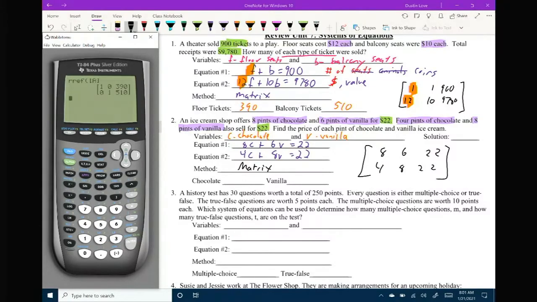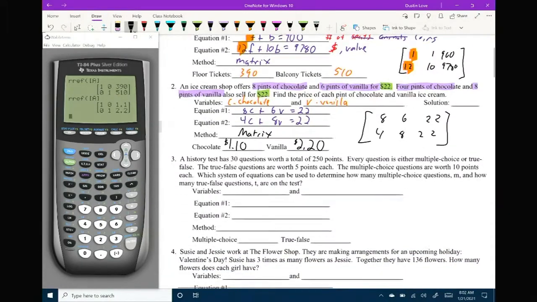Back out. And then remember, I can always press second enter to get the last thing I typed in, save me some time. And so the price of each looks like chocolate, which is in my first column, is $1.10, and then vanilla is $2.20. Keeping in mind that you've got to convert that into dollars and cents, which is why we're putting that extra 0 on there, because we need the pennies.